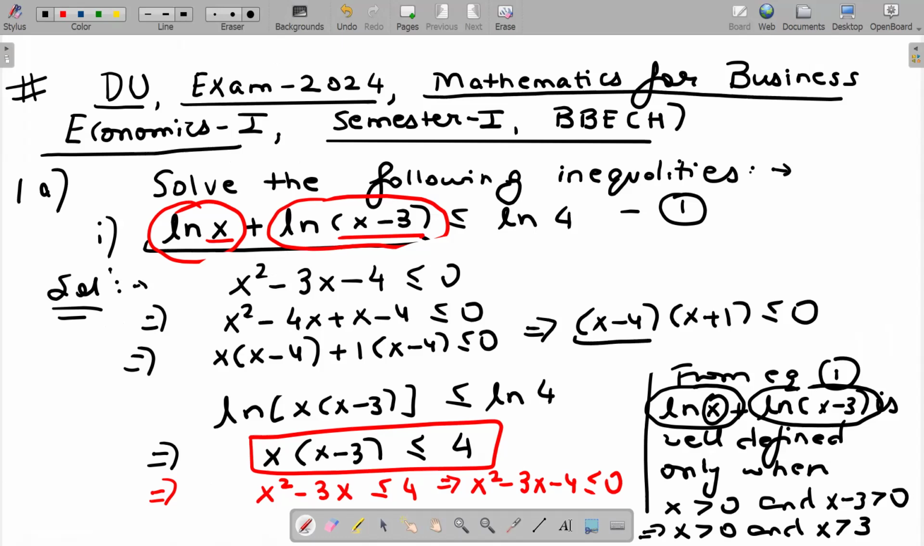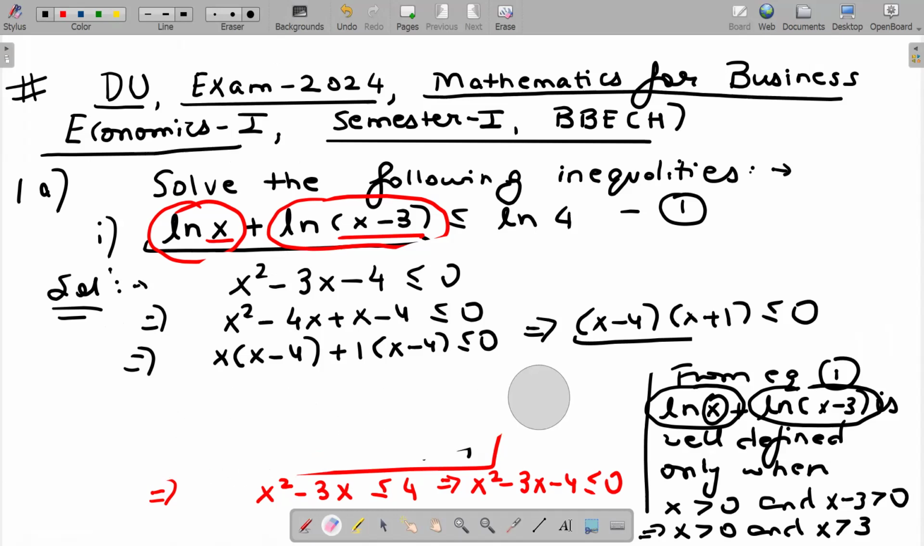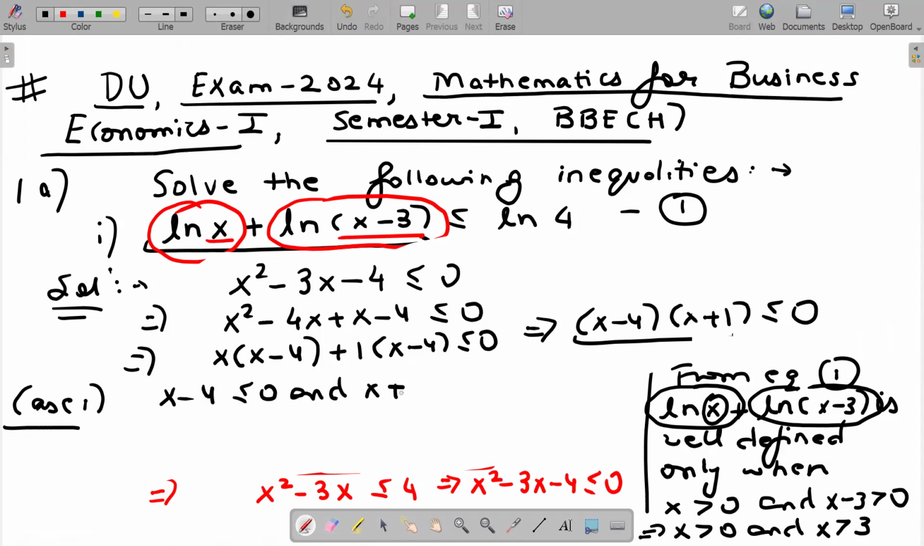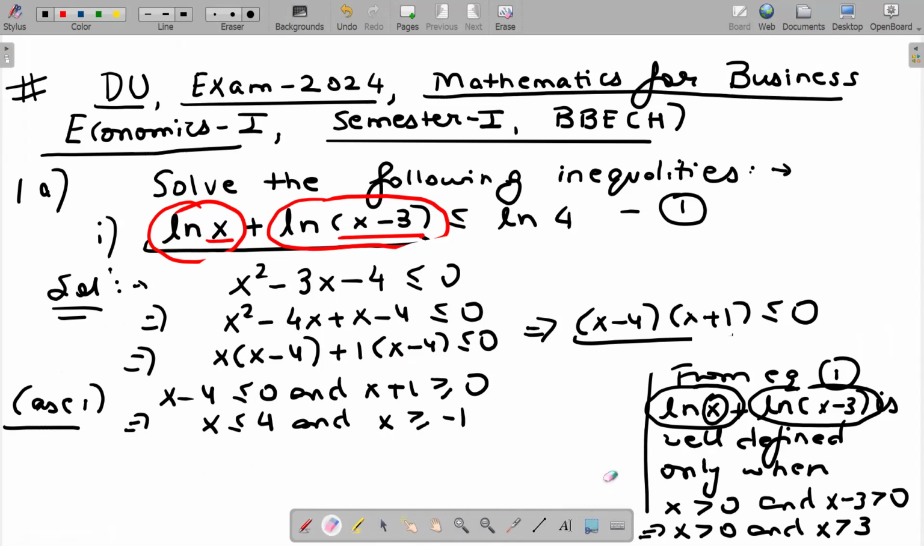Now, when is the product of two terms negative? Product of two terms is negative if one of them is negative and the other one is positive. So I can say case 1, x minus 4 is negative and x plus 1 is positive, which implies x is less than or equal to 4 and x is greater than or equal to minus 1. And the second case is, I can write case 2.